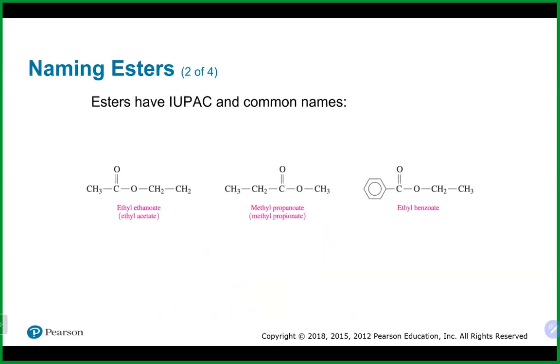Now, some esters do have IUPAC names and common names. So that is ethyl ethanoate, also known as ethyl acetate, because it comes from acetic acid, which is ethanoic acid. Methyl propanoate, methyl propionate, and ethyl benzoate here as well. So this is really our benzoic acid, right? So that is our benzoic acid part. And that again is where that benzoate name comes from.